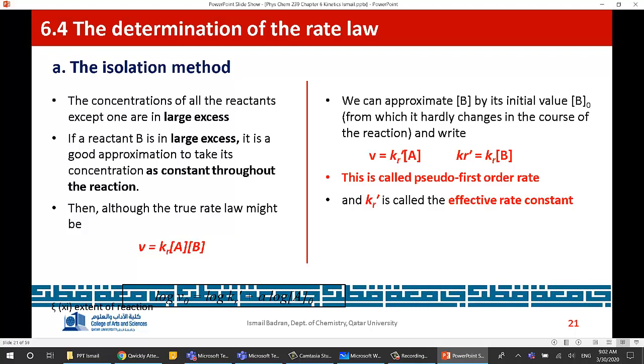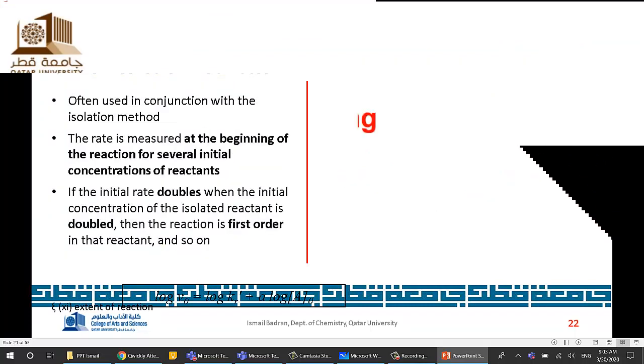Pseudo in English means semi, or like it is. It's like first order, but it's not an actual first order. It's a pseudo first order. And the Kr prime is called the effective rate constant. This is a very widely used method in the lab to determine rate law by using a trick, or by deceiving the reaction. We are actually deceiving the reaction by using an excess method.